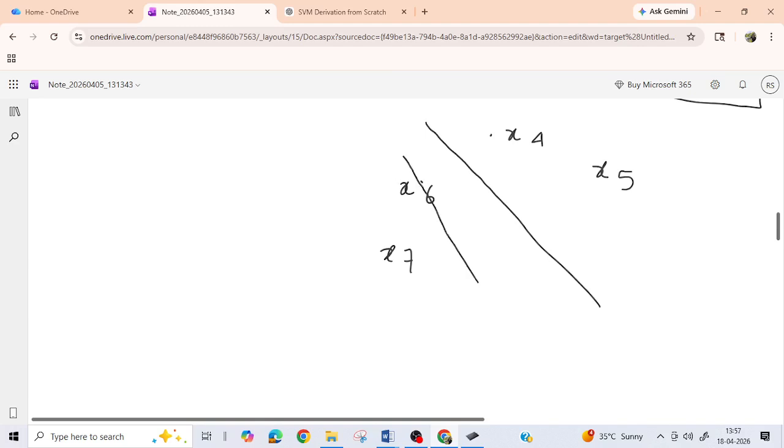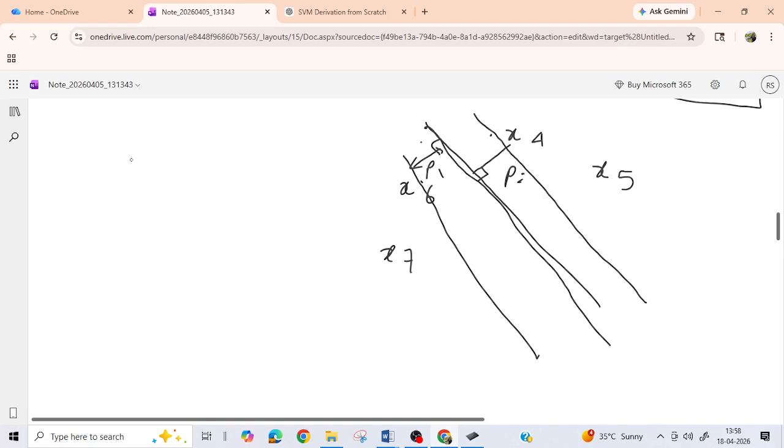So let's say this is x6, x4. Sorry, these don't seem to be parallel, but consider these to be parallel. And this is equidistant, right? Doesn't seem so in this diagram, but it actually is. So let's call p1 the perpendicular distance of x6 from this line, and let's call p2 the other one, okay? So what would be p1?